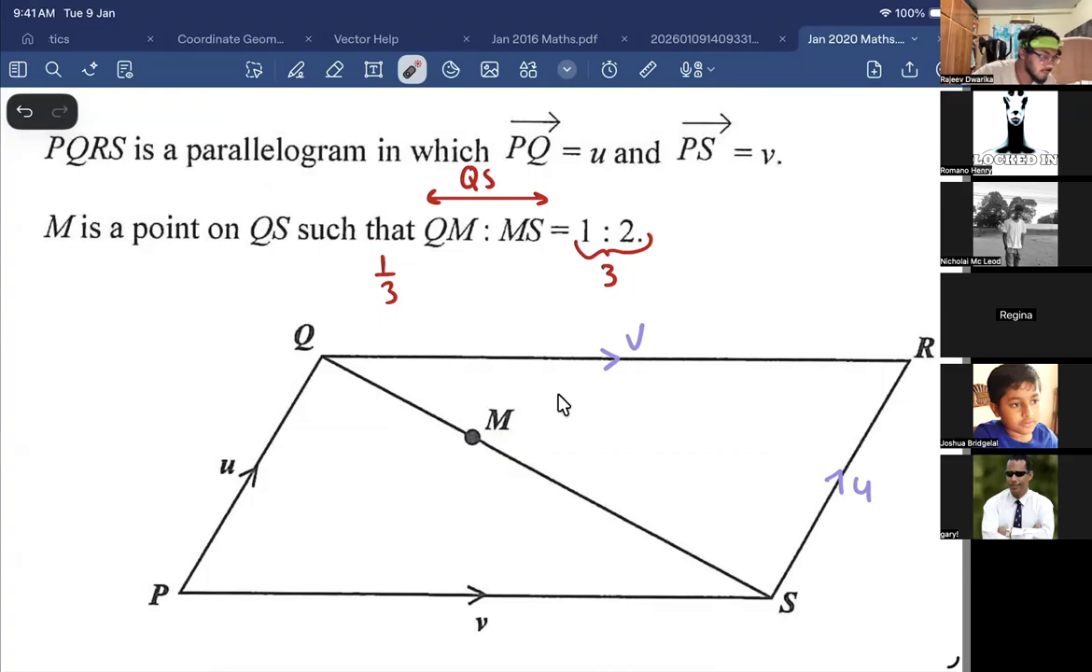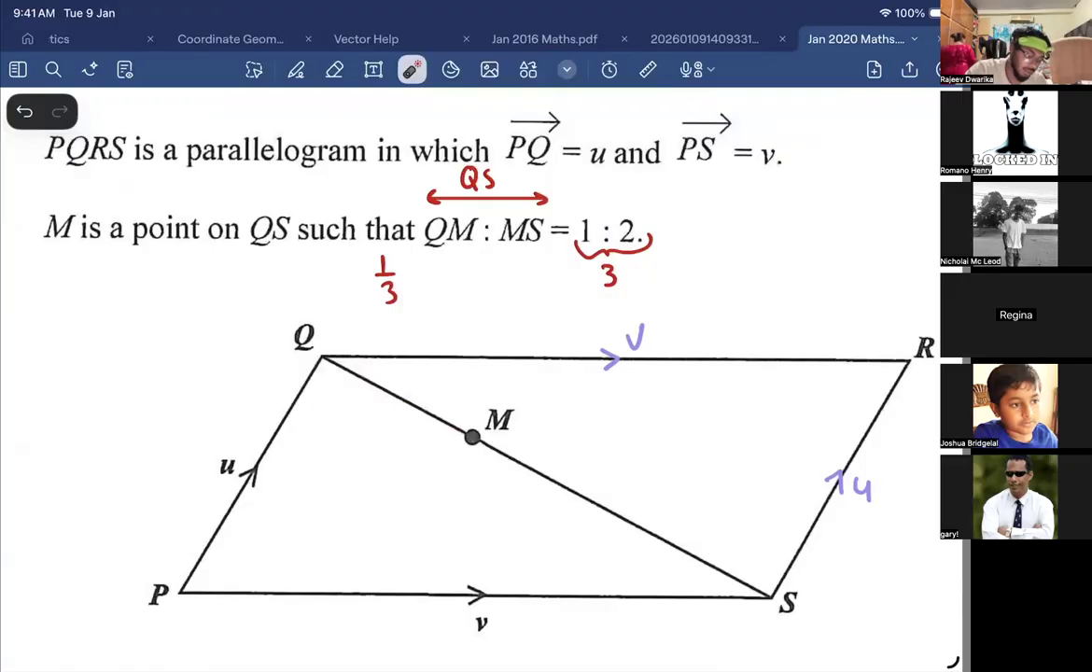Okay, maybe you might see it more visually. So Joshua, QS. Yeah, this is yours. Johnny's. All right. So Joshua, can you see that this is QM? Now QM looks as though it's half of MS. Yeah or nah?